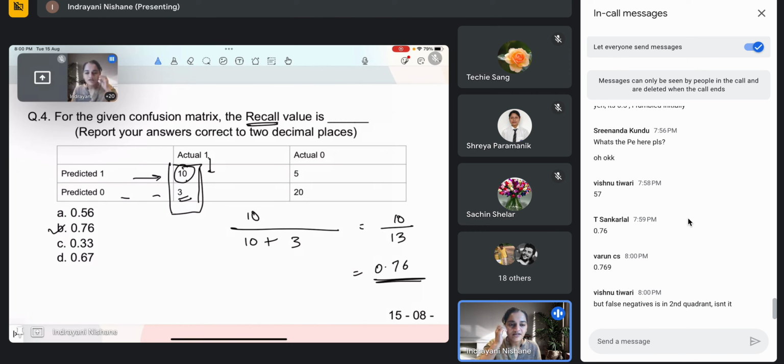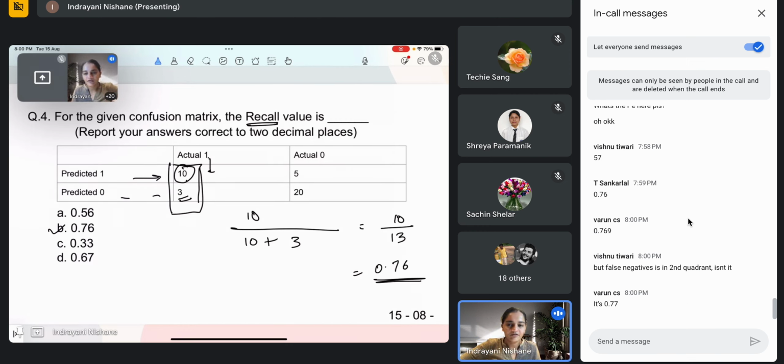No, false negative is not in the second quadrant, Vishnuji. So let us first understand what we mean by false negative here. False negatives are the positive values which are falsely labeled as negatives, right? So when we say the result was false negative, मतलब actually positive था but falsely negative label हो चुका है.